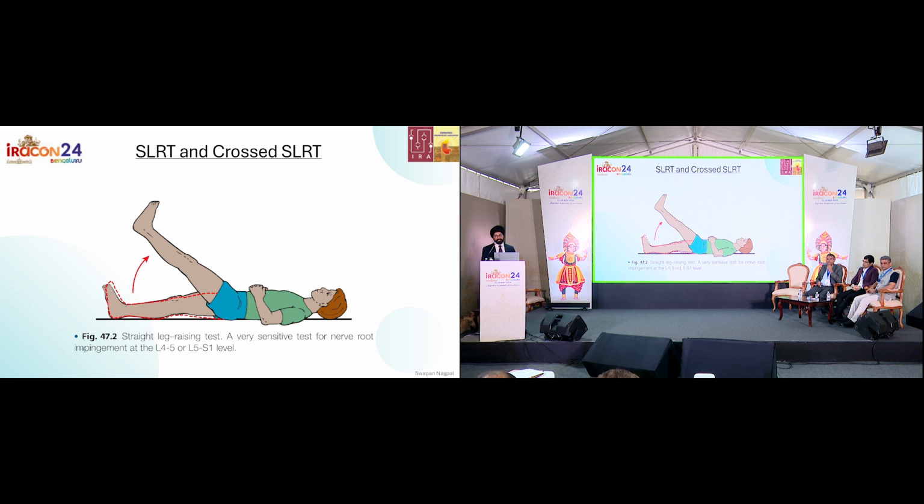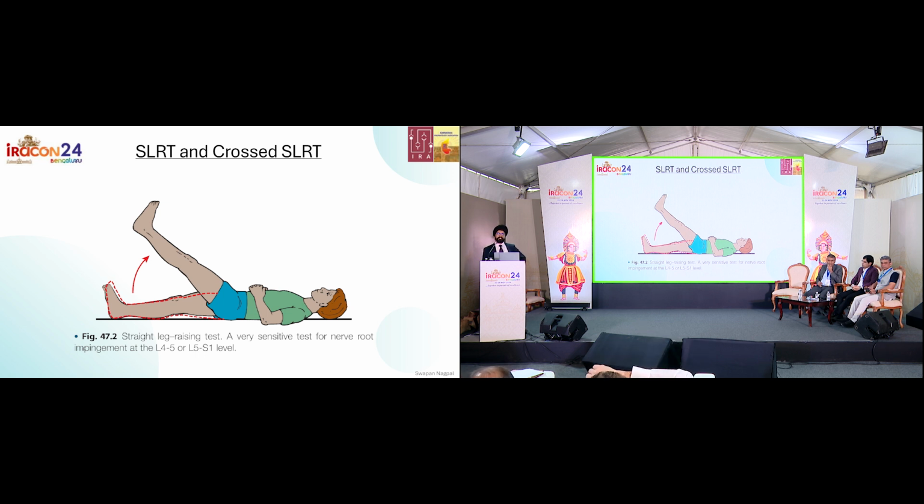If the patient has radiating pain going down that same limb, it is positive. Please remember, after 70 to 80 degrees, if you do that, anyone might have pain, so that is not significant. It is a very sensitive test, so it will pick up a lot of radiculopathies, but it is not specific.